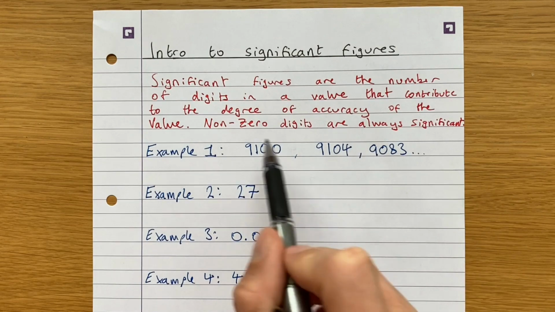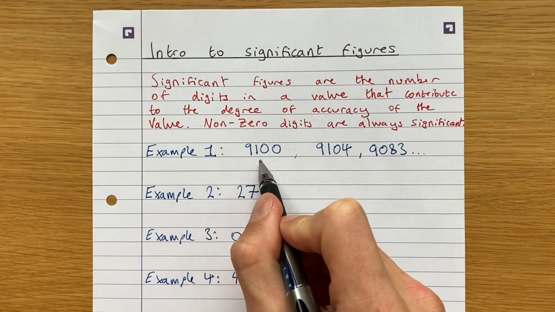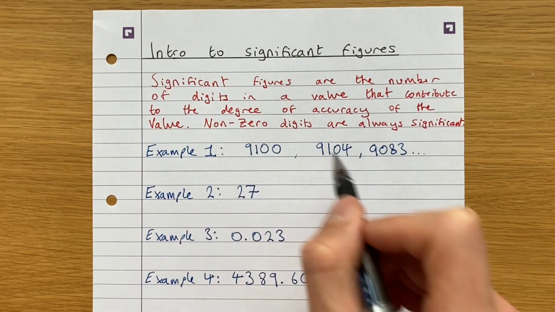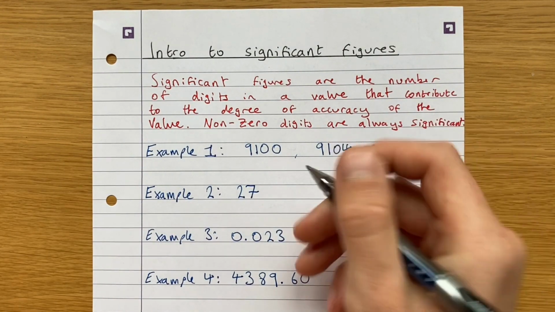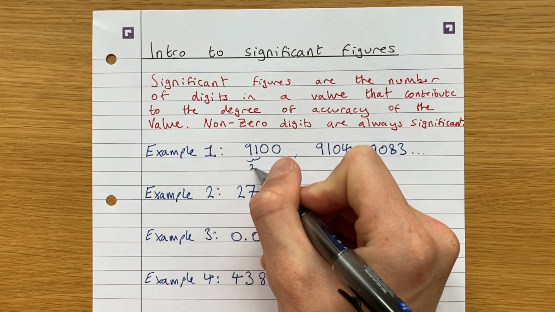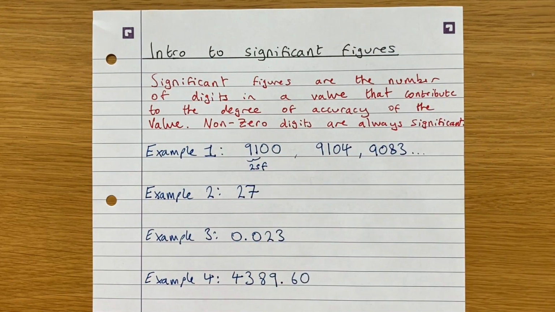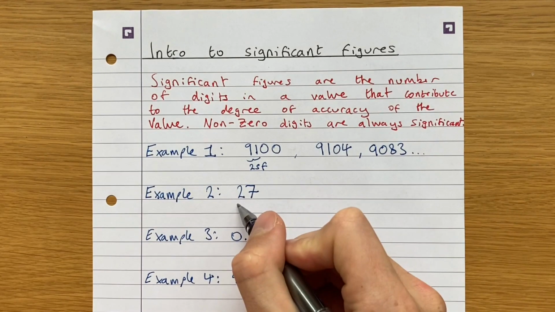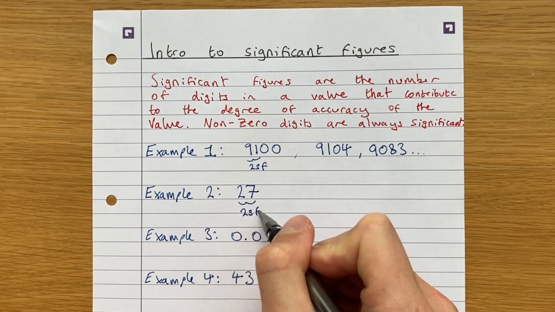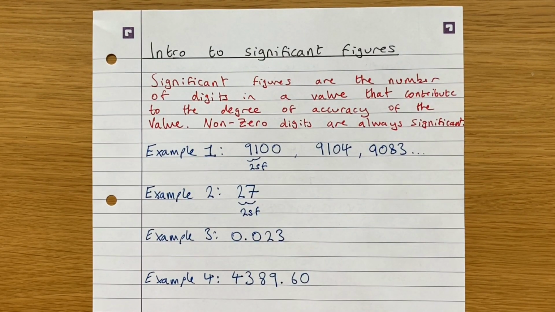So this number has two significant digits, the 9 and the 1, because they contribute to the accuracy of the precise or the actual measurement, but the zeros don't. The zeros imply this could be rounded. So just here, 2SF, that's short for significant figures. Now let's look at 27. Well, given that I've said that non-zero digits are always significant, this is quite obviously 2SF as well. Let's have a look at another example.